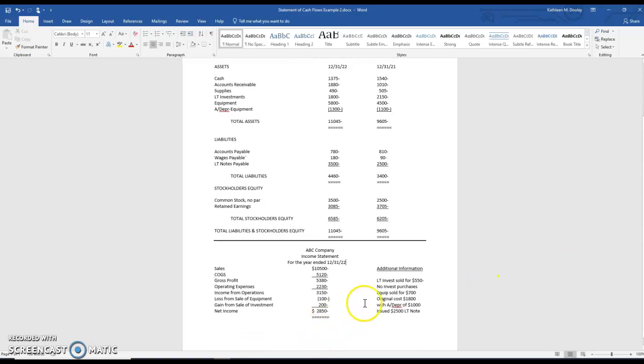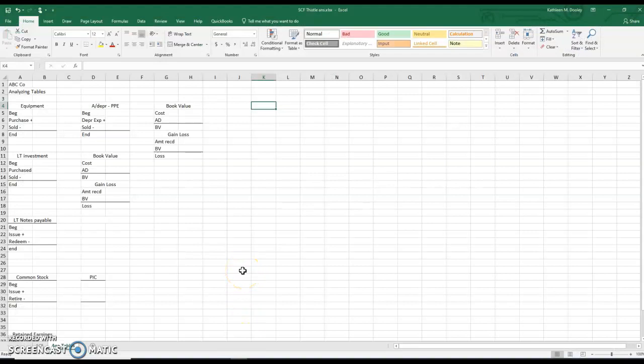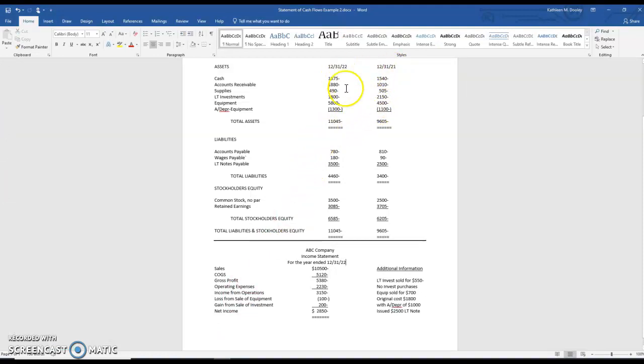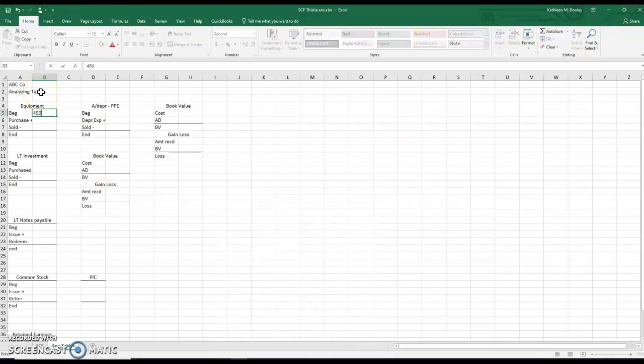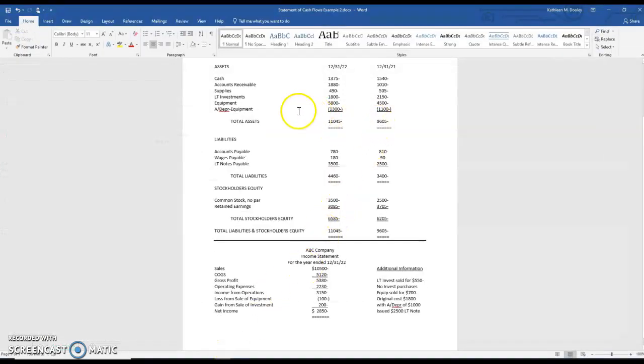So down here at the bottom, it tells us that the equipment sold for $700, so that's how much we received for the sale, and the original cost of the equipment that we sold was $1,800, and there was accumulated depreciation so far of $1,000. So let's take a look then at our analyzing tables. For our equipment account, it went from 4,500 to 5,800. And our accumulated depreciation went from 1,100 to 1,300.